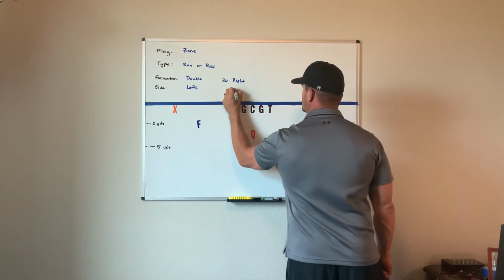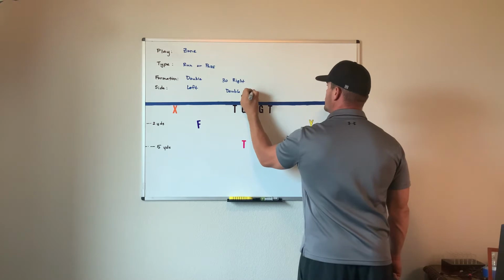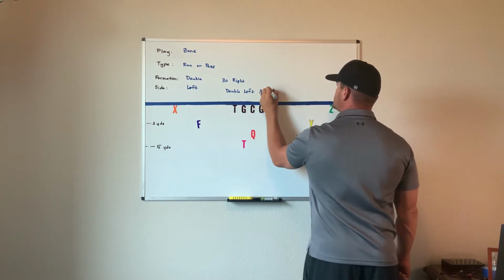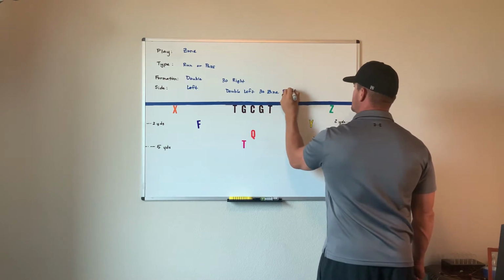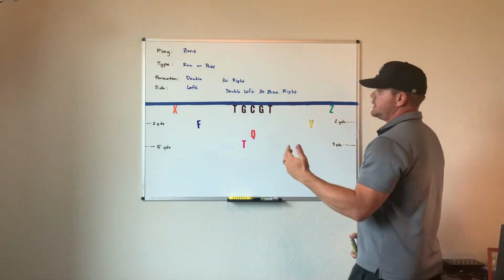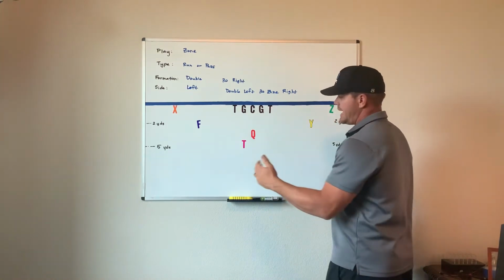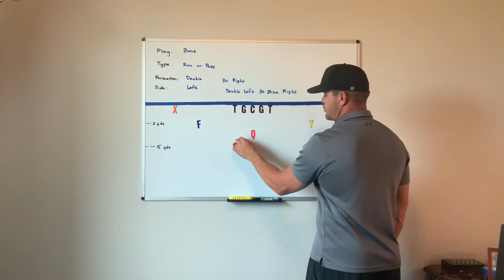All right? So the way that this play would be called: doubles left, 30 zone right. All right? And what's going to happen is if the quarterback hands the ball off, the tailback is going to run up through that gap right there.